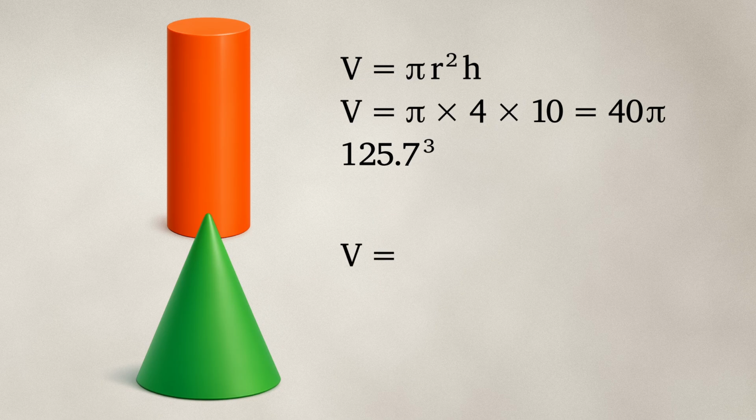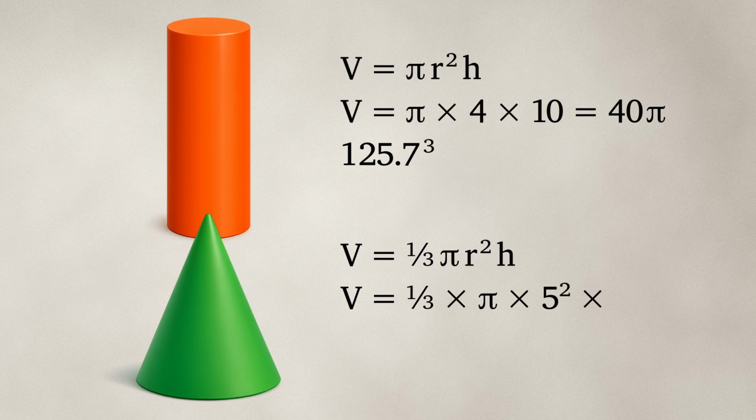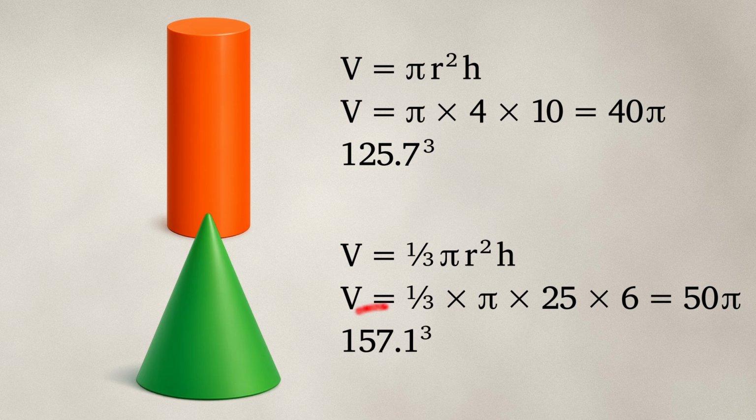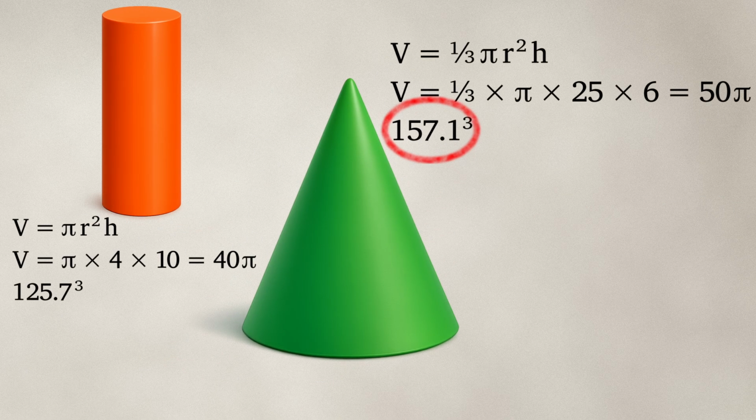The cone volume is 1/3 times pi times the radius squared times the height. So that's 1/3 times pi times 5 squared times 6. And 5 squared is 25. So, 1/3 times pi times 25 times 6 gives us 50 pi, which is approximately 157.1 cubic units. The cone wins! Even though cones only hold 1/3 of a cylinder's volume for the same dimensions, that massive base radius makes all the difference.